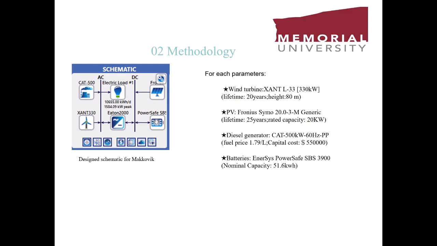And we choose this CAT 500 kilowatt diesel generator. We set the current fuel price at almost 1.8 per liter, and the capital cost will be 55,000. Also, we choose this SBS 3900 battery. The nominal capacity will be 51.6 kilowatt hours. With all these parameters, we create the model of the hybrid energy system for Makkovik to satisfy the peak demand and annual demand.